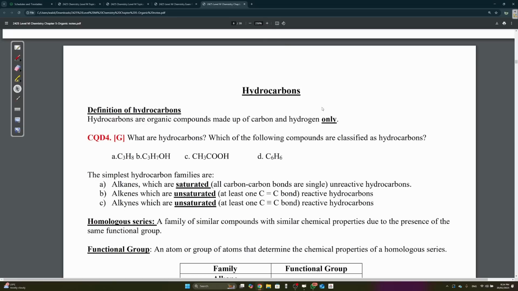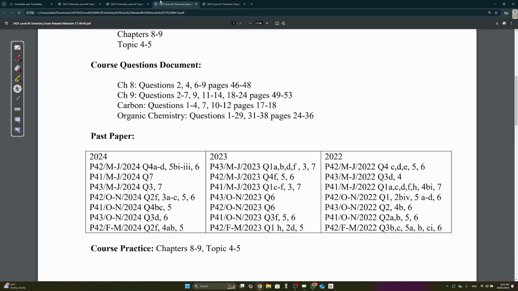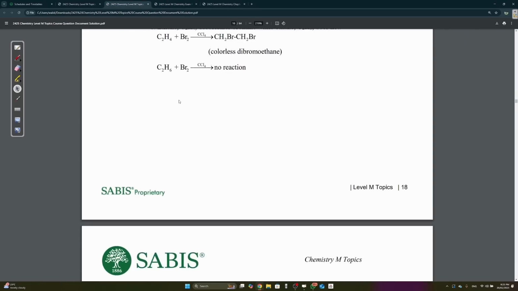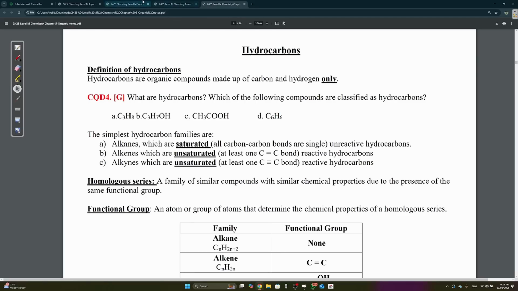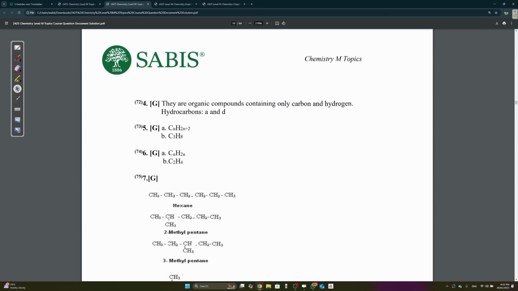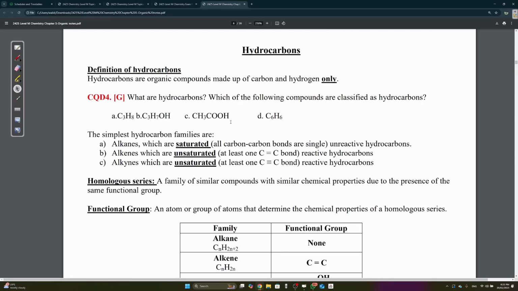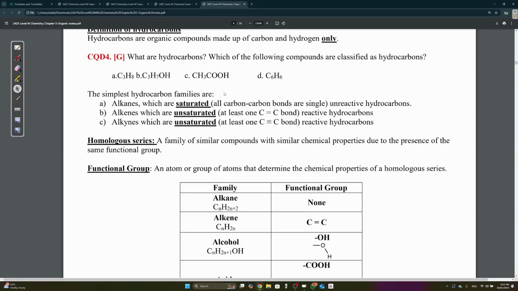It's what are hydrocarbons and which of the following are classified as hydrocarbons. It's the same answer key, by the way, as the course revision answer key. What is a hydrocarbon? It's something that contains only carbon and hydrogen. So which one of these are hydrocarbons? Obviously, it's going to be A and D, right?